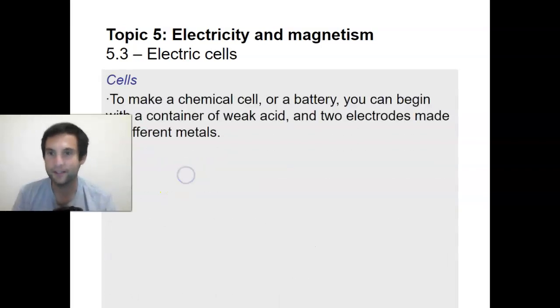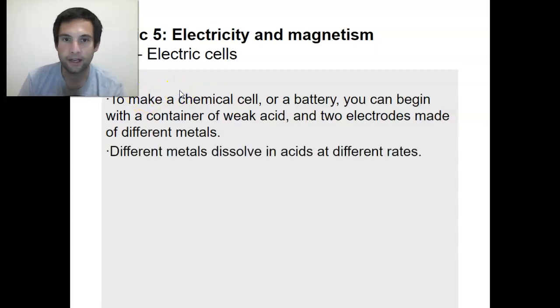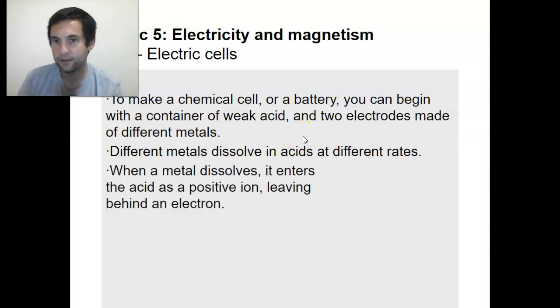Alright, electric cells. To make a chemical cell or a battery, you can begin with a container of weak acid and 2 electrodes made of different materials. So if you're making a lemon battery, you've got to use 2 different types of electrodes, a cathode and an anode. Different metals dissolve in acids at different rates. When metal dissolves, it enters the acid as a positive ion, leaving behind an electron.